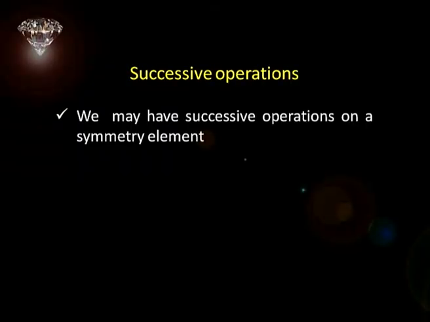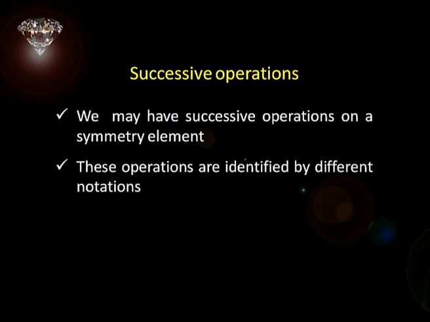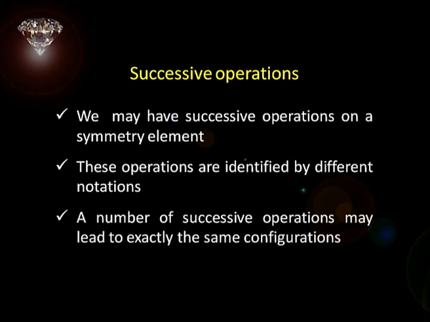Let us move further and see what will happen if I take a symmetry operation and perform it successively on the same molecule. What do I get? Let us take an example. It may so happen that we can perform successive operations of a given kind on the same symmetry element. If that is possible, then these operations are identified by different kinds of notations. I will explain that as I proceed, and the number of successive operations may lead to exactly the same configuration eventually.